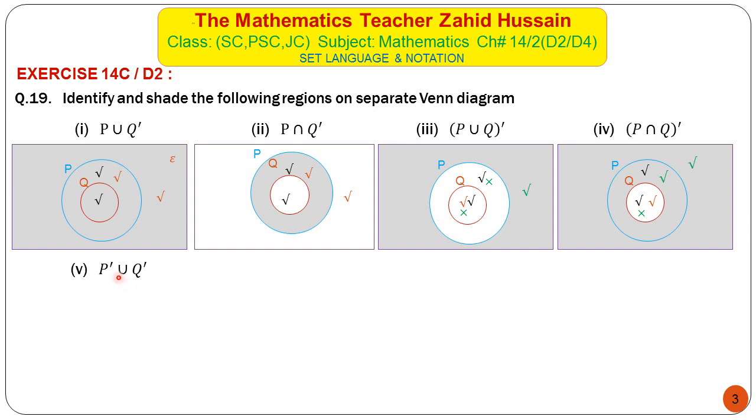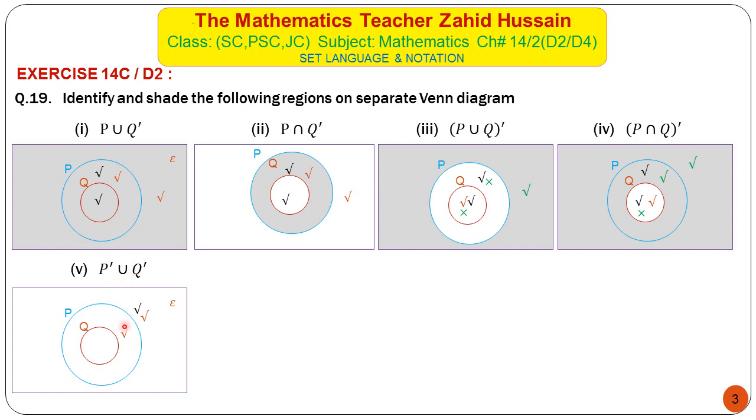Now P complement union Q complement. P complement means the region outside set P. This one. Q complement means the region outside set Q. Region outside set Q is this one and also this one. These two. Because you are asked to shade the union of these two sets, union means all those regions which have one tick or two ticks. So we will shade this one and we will leave this circle unshaded.